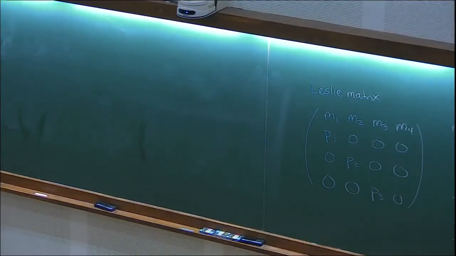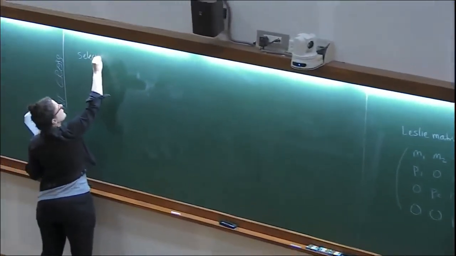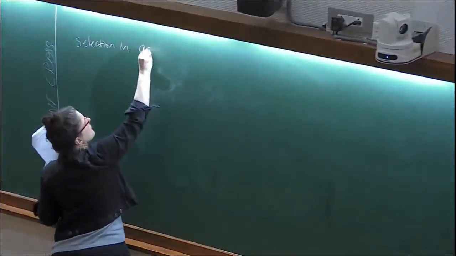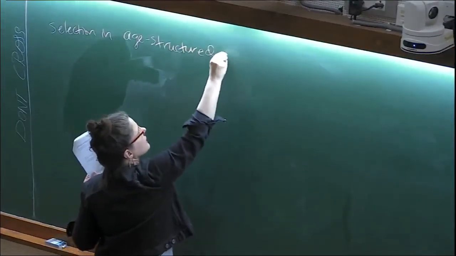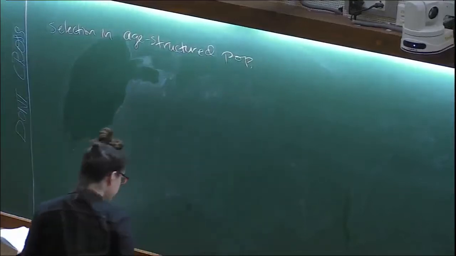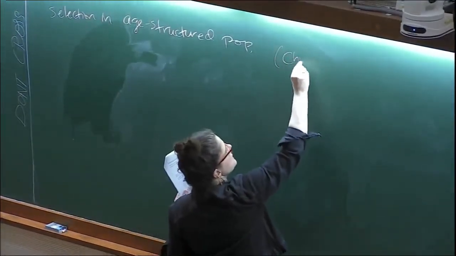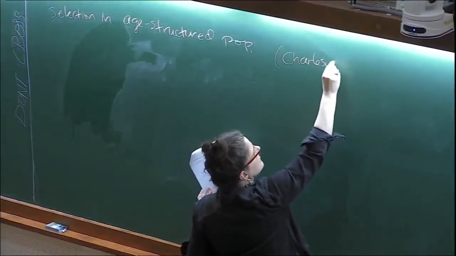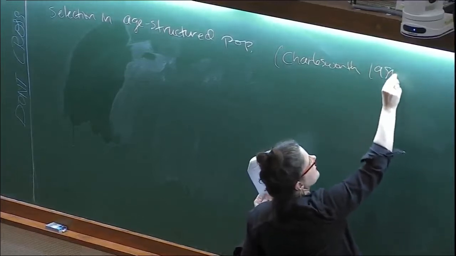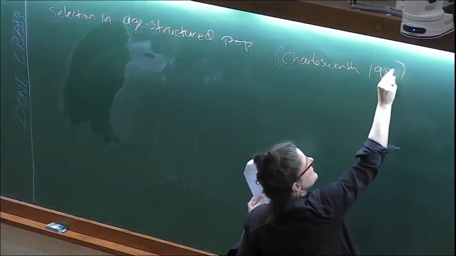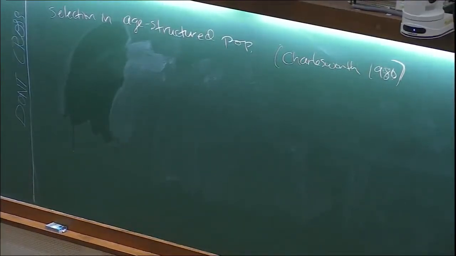All right, so let's think about selection in an age-structured population. And for my notation here, I'm actually following Charlesworth's book, because he's used different notation in different papers, so I had to pick something. So let's go with that.